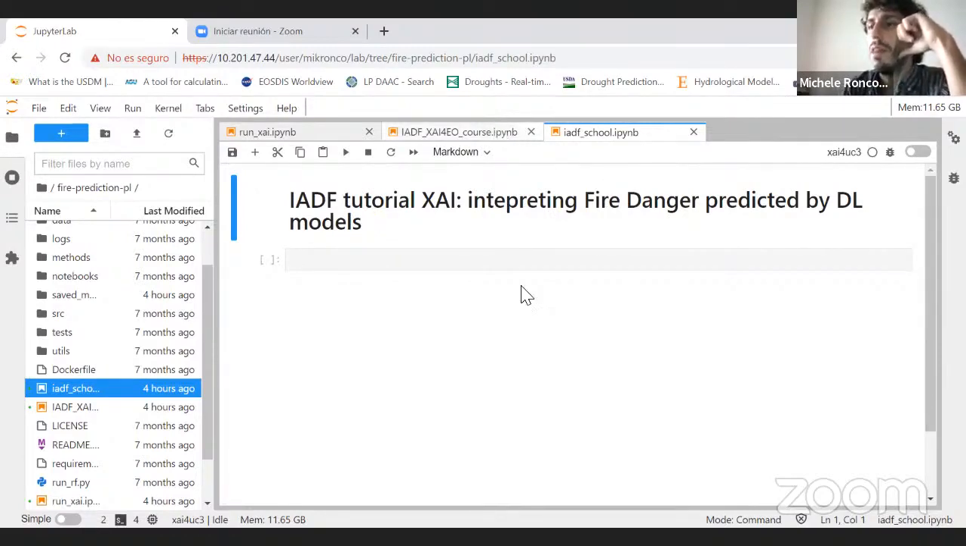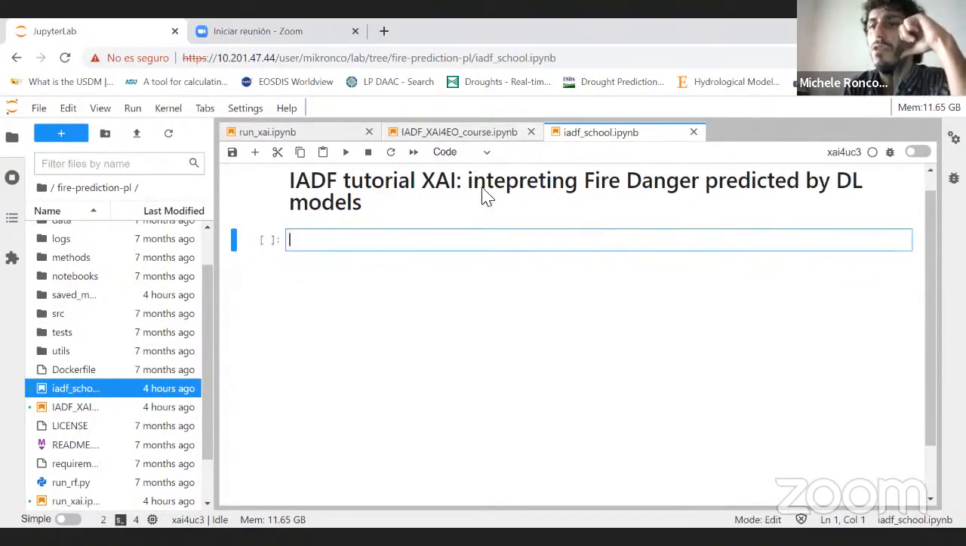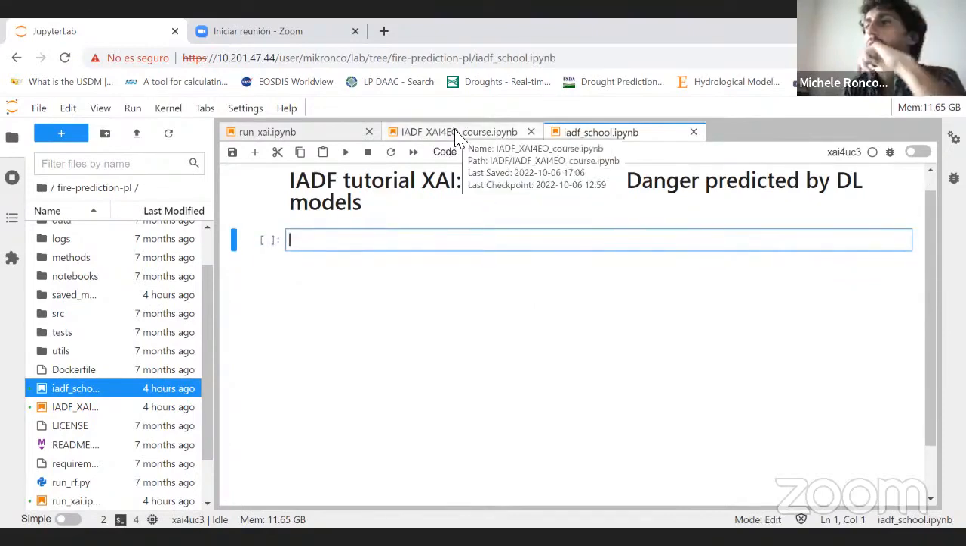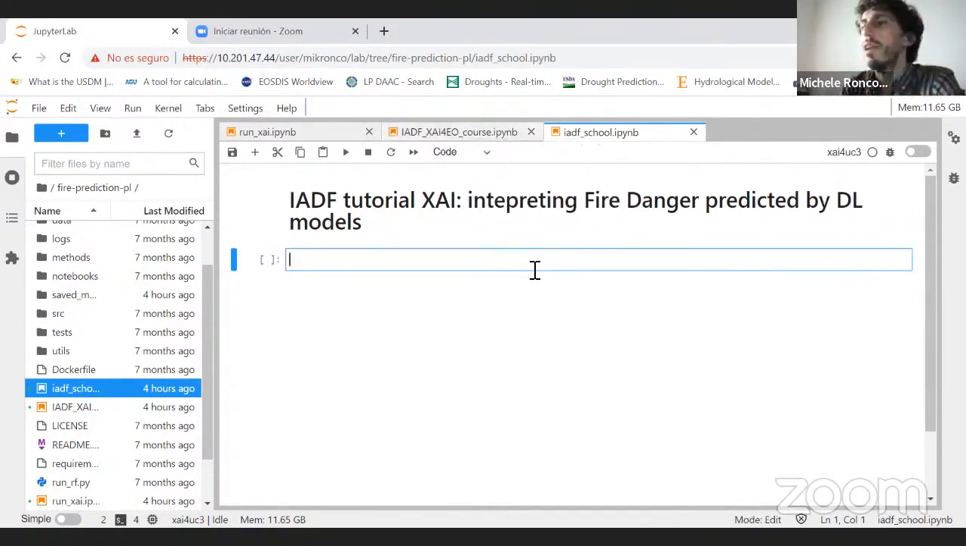So I'll start from scratch. The objective of this tutorial is to see how we can produce some explanations for trained models. The problem is interpreting fire danger, which is the one I was discussing at the end of the presentation before. It's in a Jupyter notebook, a Jupyter Lab.